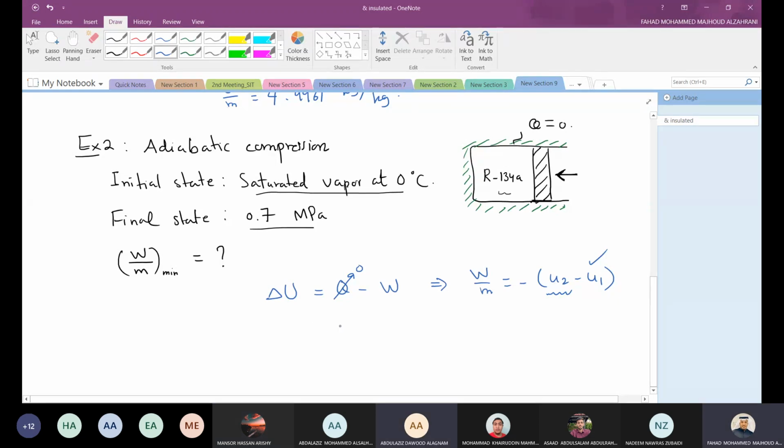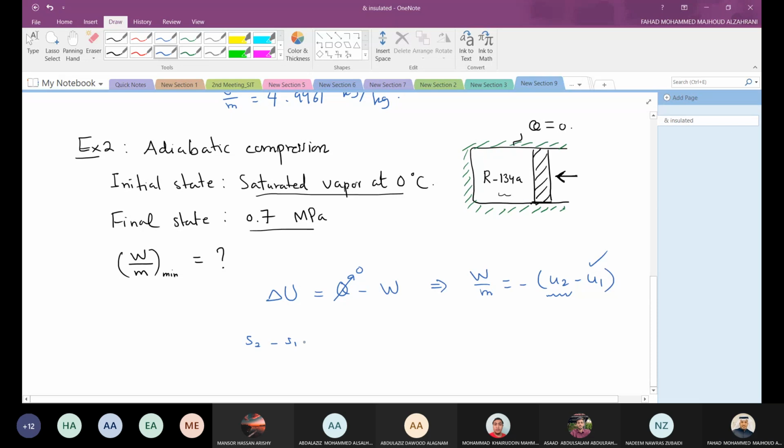Delta entropy is equal to 0. That means let's write the entropy balance to clarify. So I have S2 minus S1 equals dq over T plus sigma. Let's write it over m here. And this dq is 0 because it's insulated, right?